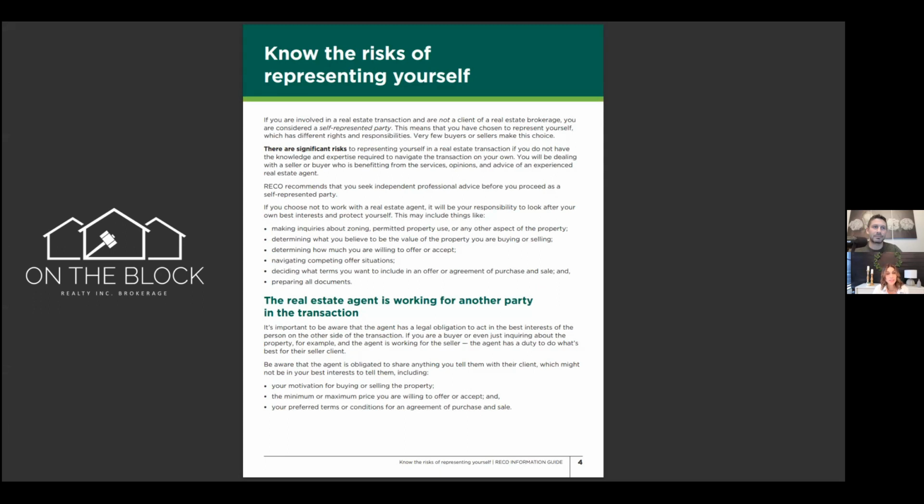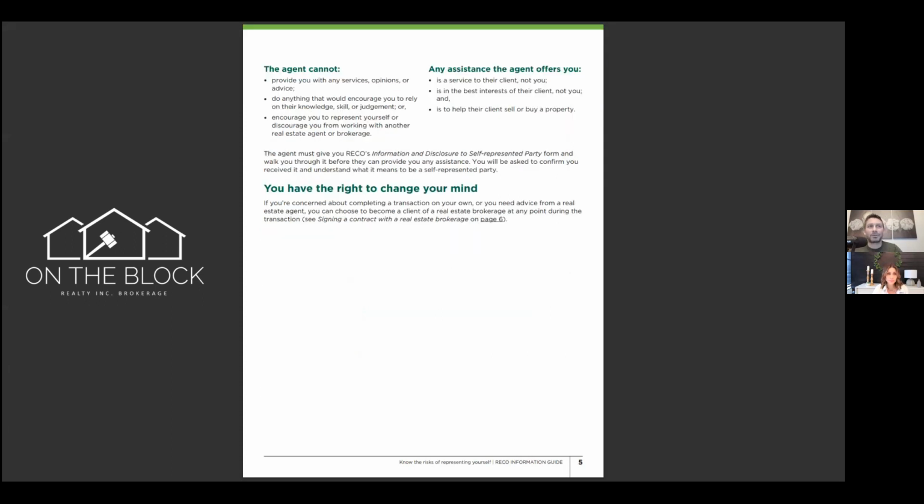For example, a seller's agent may provide access to a viewing of their listed property, as that helps their client get potential interest. An agent cannot provide a self-represented party with any service, opinion, or advice. They cannot exercise their judgment or skill in any way for a non-client, and they are also not permitted to direct your decision on whether or not to represent yourself. They can only share the facts contained in this guide and any other information that could be in the best interest of their own client.